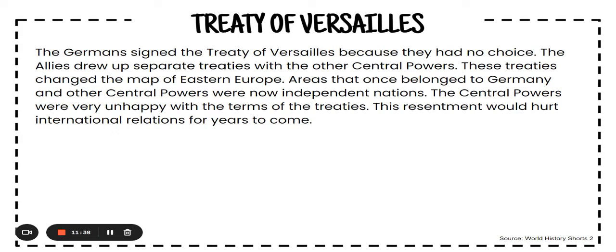These treaties changed the map of Eastern Europe completely. Areas that once belonged to Germany and other Central Powers were now independent nations. The Central Powers were not happy with the terms of these treaties at all. This resentment or this anger about the treaties would hurt international relations for years to come. So all of these changes that happened after World War I, all the punishments that were put on these different countries, caused a lot of tension between countries in Europe.